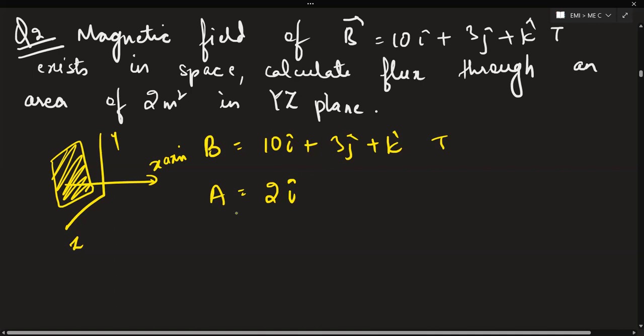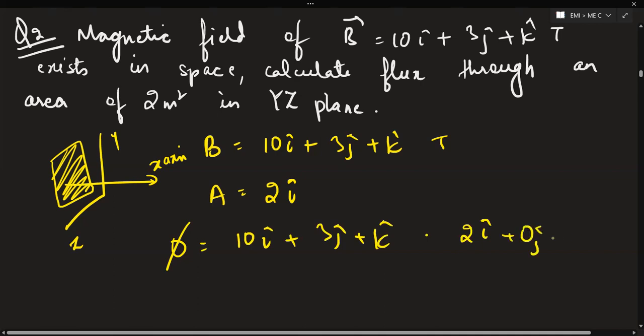This is 0, this is 0. So obviously this will be the answer. But let's write it completely. This becomes 10 i cap plus 3 j cap plus k cap dot 2 i cap. If you wish, you can write it as 0 j cap plus 0 k cap like this.